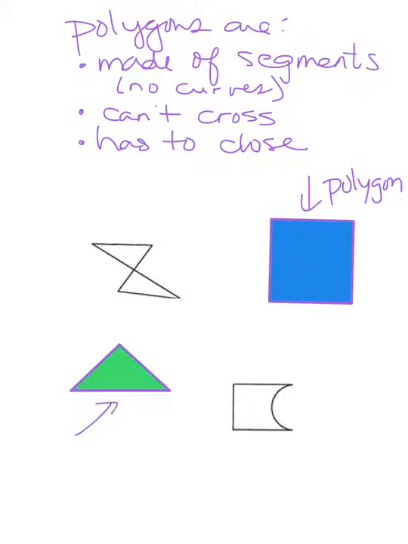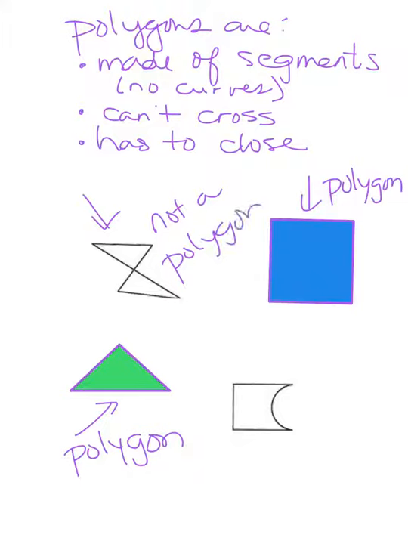This triangle right here is also a polygon for the same reasons. Now in this figure right here, this is not a polygon because it crosses. And our last figure right here has a curve in it. So it's not made of segments, so therefore it's also not a polygon.